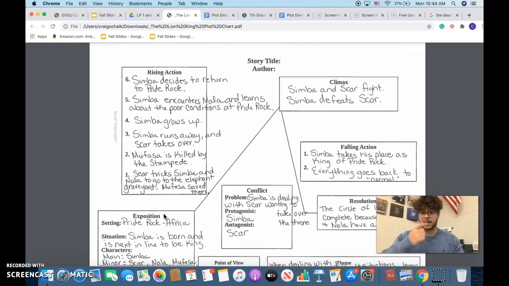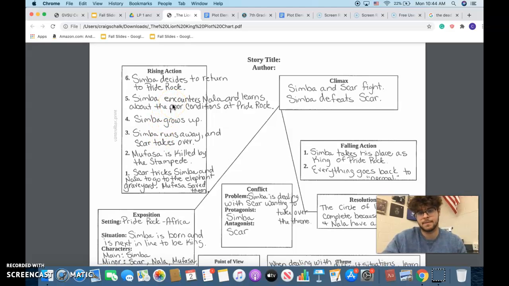Then we have the rising actions of the story before the climax. Scar tricks Simba and Nala into the elephant graveyard. Mufasa must save them. Mufasa is killed by the stampede at the hands of Scar. Simba runs away and Scar takes over. Simba grows up. Then Simba encounters Nala and learns about the poor conditions at Pride Rock. Then Simba decides to return to Pride Rock.